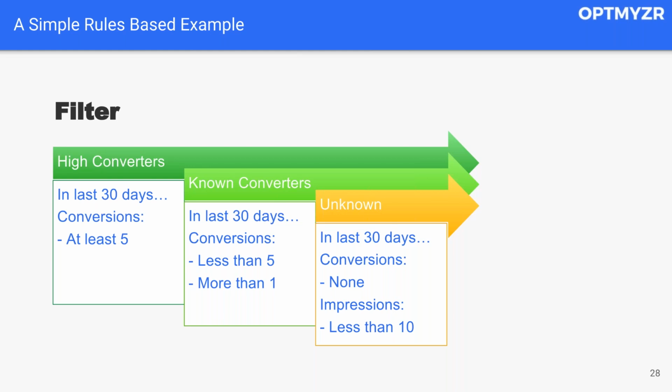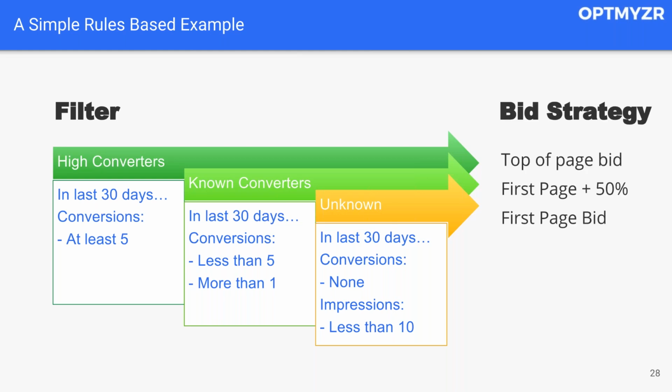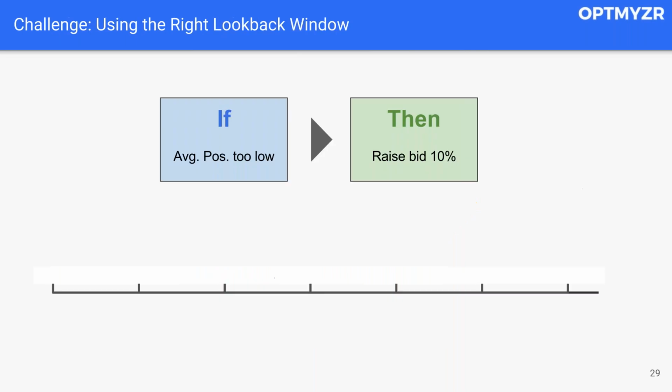Then that middle bucket is going to be your known converters. They had a few conversions, but not too many. Depending on which bucket something falls in, you're going to take a different action as far as what the bid strategy will be. Everything is considered by itself. You can also translate it to an if-this-then-that type of scenario. So if my average position is too low, then I want to raise my bid.